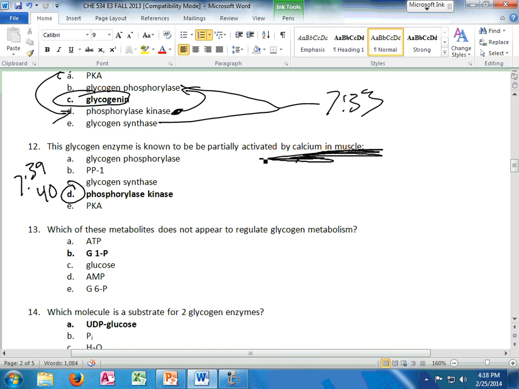So which of these metabolites does not appear to regulate glycogen metabolism? I think you can find all of these on slide 37. Nothing is mentioned about glucose 1-phosphate. This is your high and low energy charge, low and high energy charge. You have phosphorylase as a glucose sensor in the liver, and G6-phosphate has a regulation role as well. You can find it on that slide.